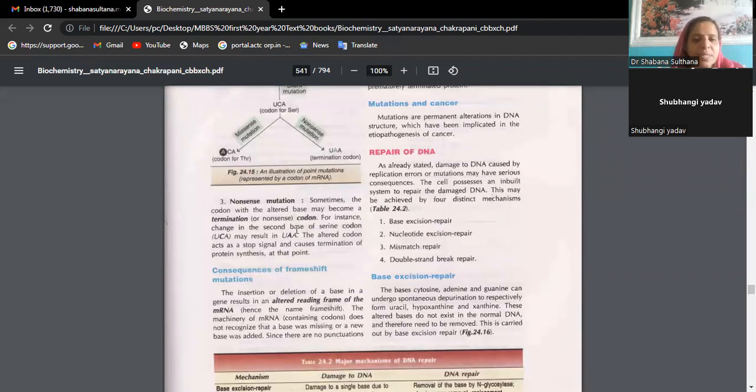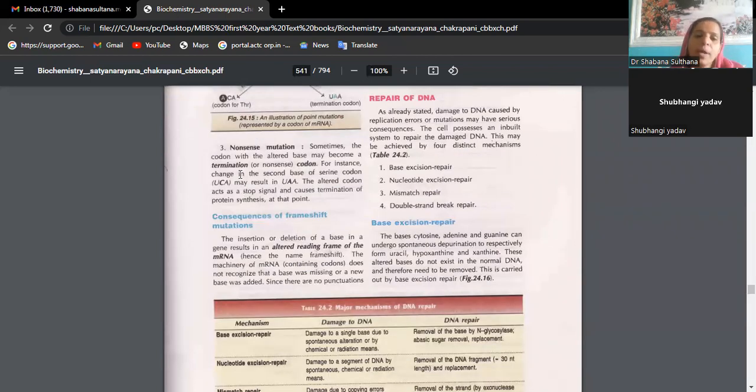Then we have nonsense mutation. Sometimes the codon with the altered base may become a termination codon. That means instead of UCA, if C is replaced with A, the chain length of the protein will not elongate, because UAA will not code for any amino acid. That is the stop signal, the stop codon. So that will stop the further insertion of amino acids in the protein chain.